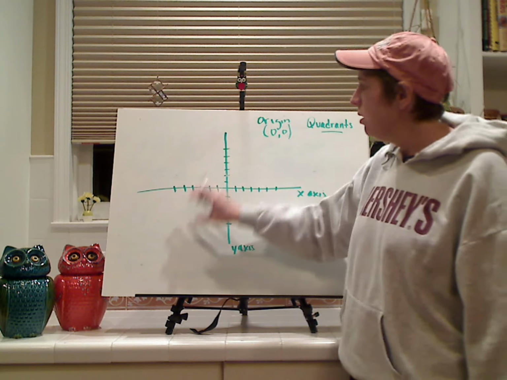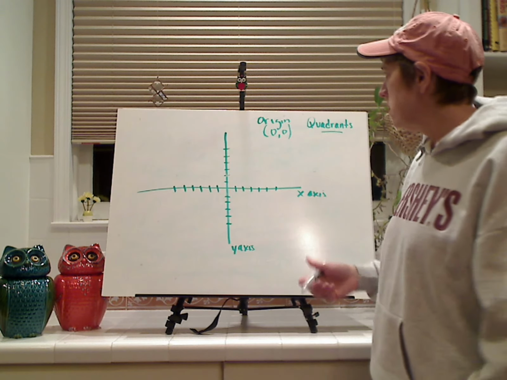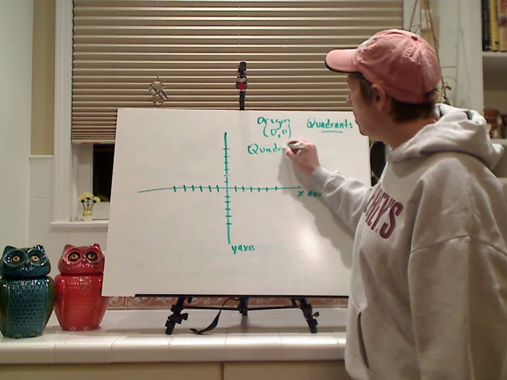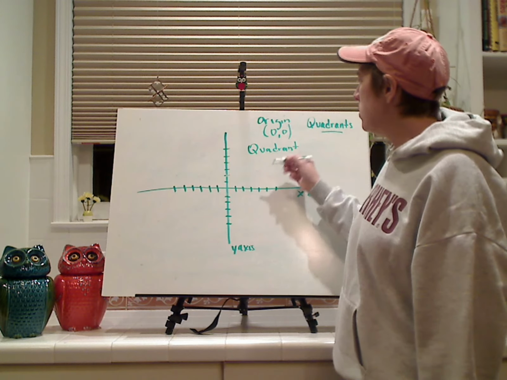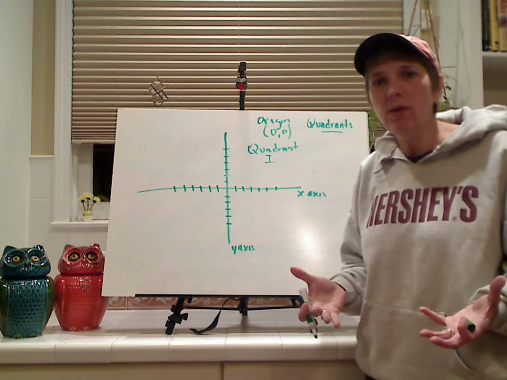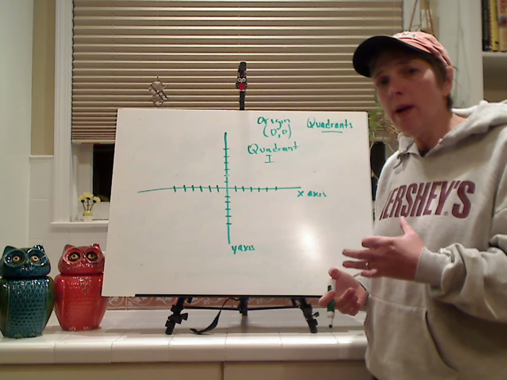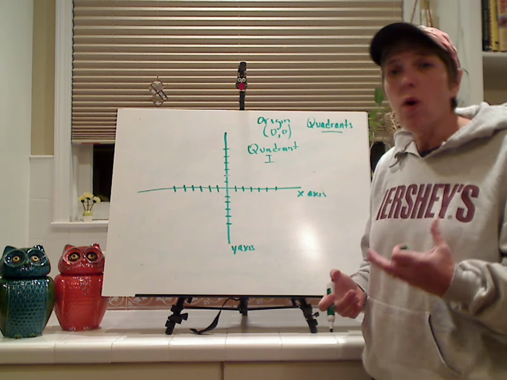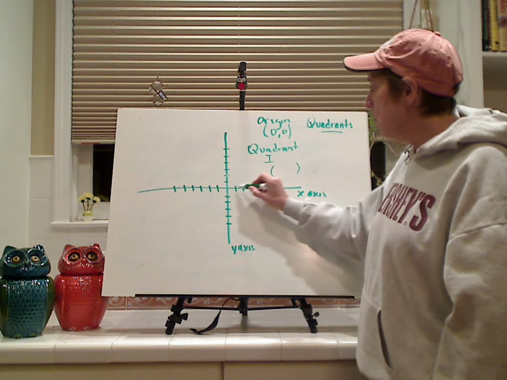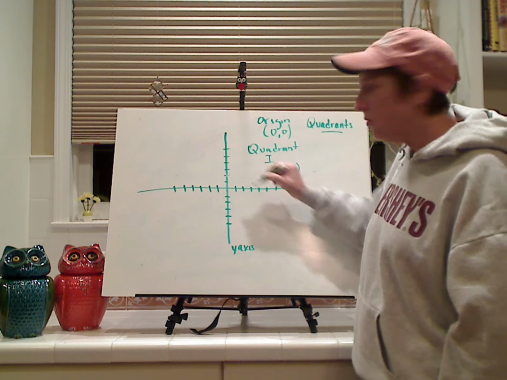Now there are 4 quadrants that are created by the intersection of the two axes. In the old days, quadrants were labeled with Roman numerals, and I still use Roman numerals. You don't have to; you can use the number 1. But it's important to recognize what the x and y coordinate values are in that quadrant. In quadrant 1, x is always going to be positive, and y is always going to be positive.